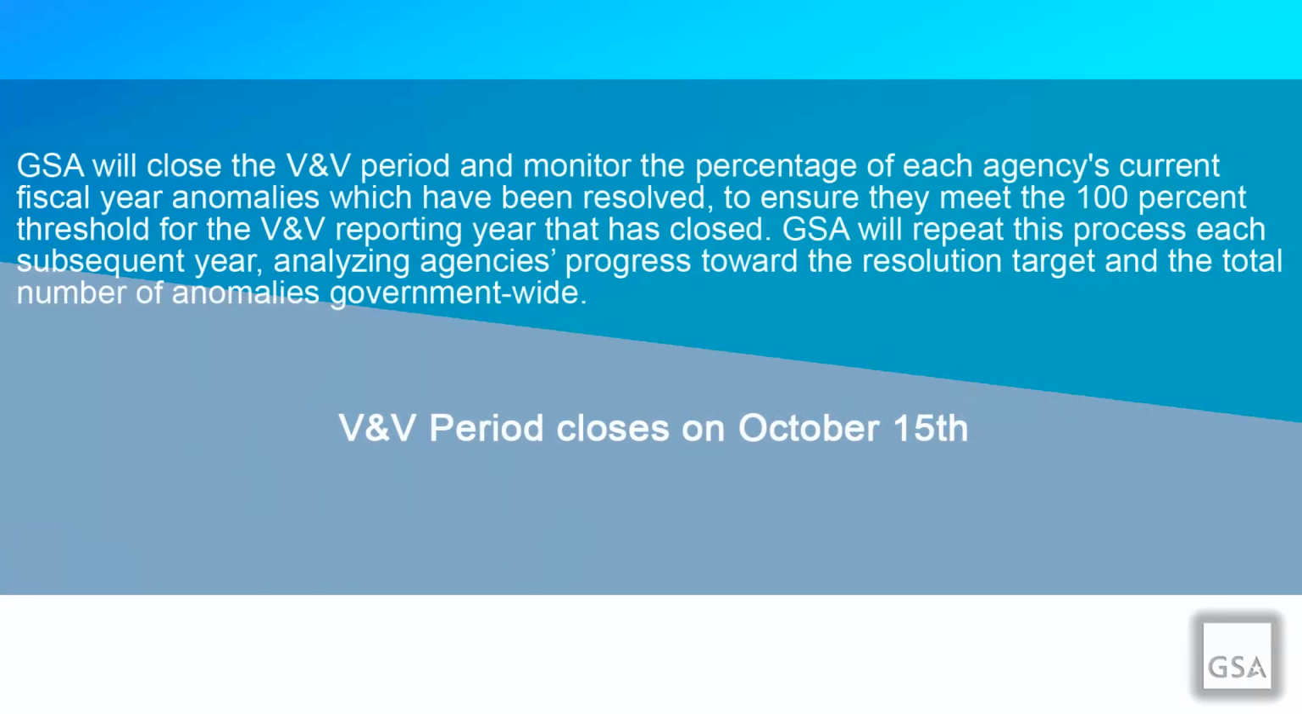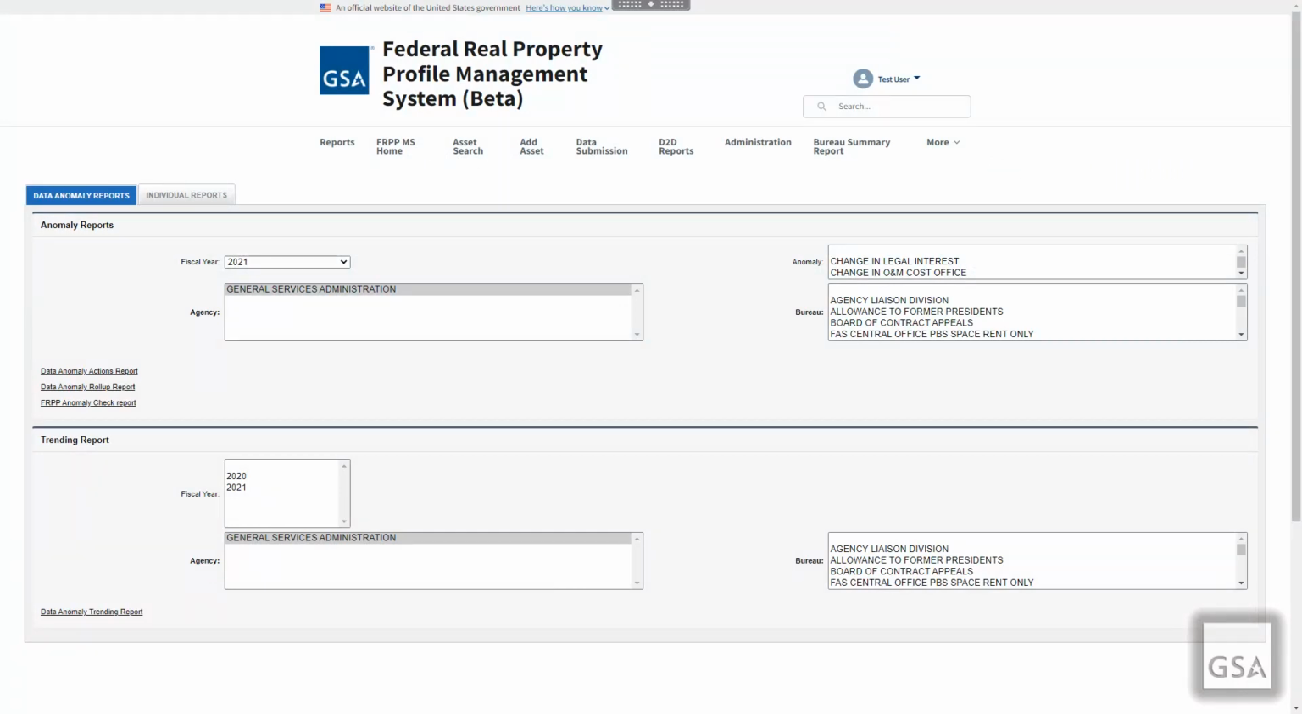On October 15th, GSA will close the V&V period and monitor the percentage of each agency's current fiscal year anomalies which have been resolved, to ensure that they meet the 100% threshold for the V&V reporting year that has closed. GSA will repeat this process each subsequent year, analyzing agencies' progress towards the resolution target and the total number of anomalies government-wide. To get to your Data Anomaly Trending Report, go to the Anomaly Reports tab.